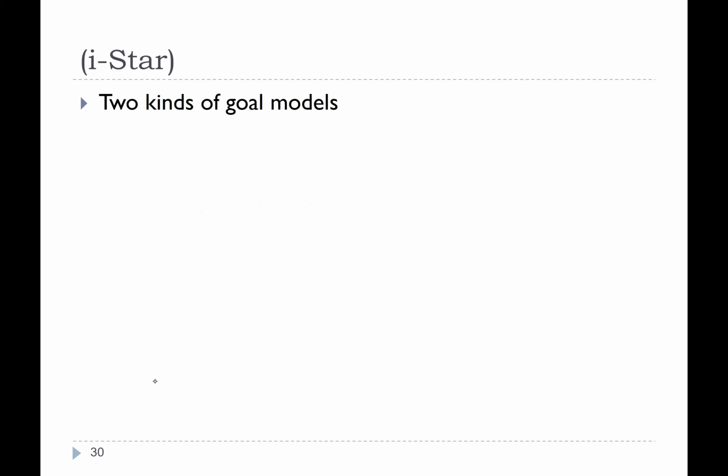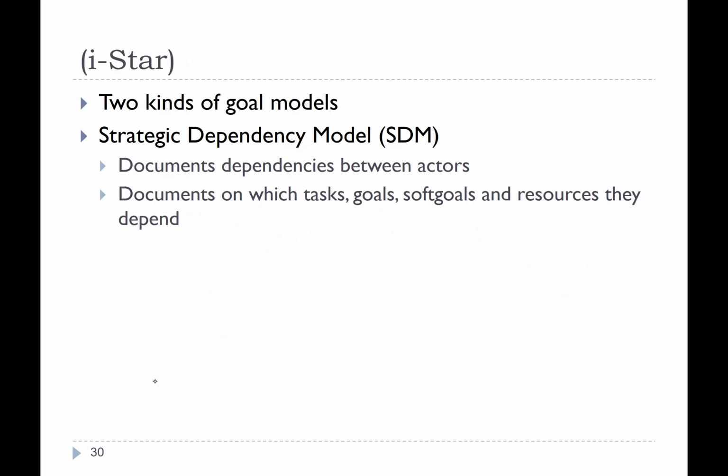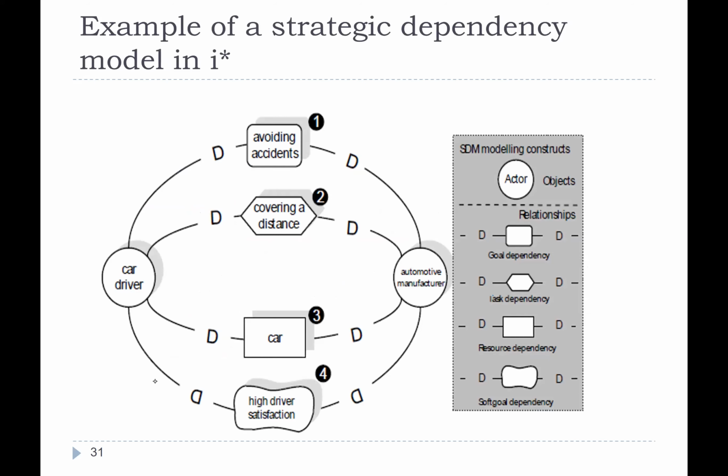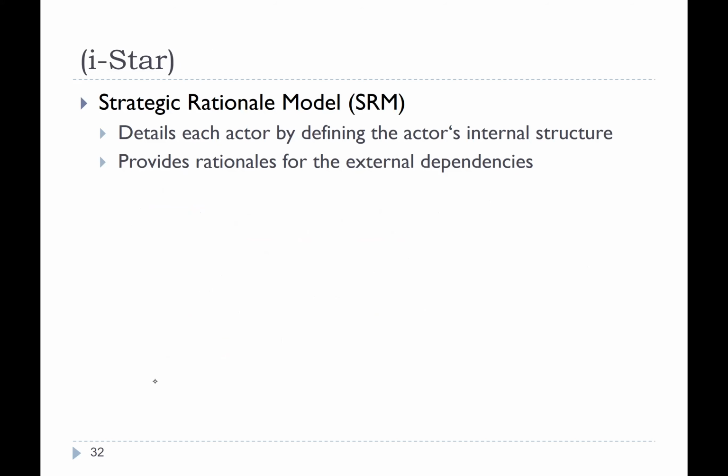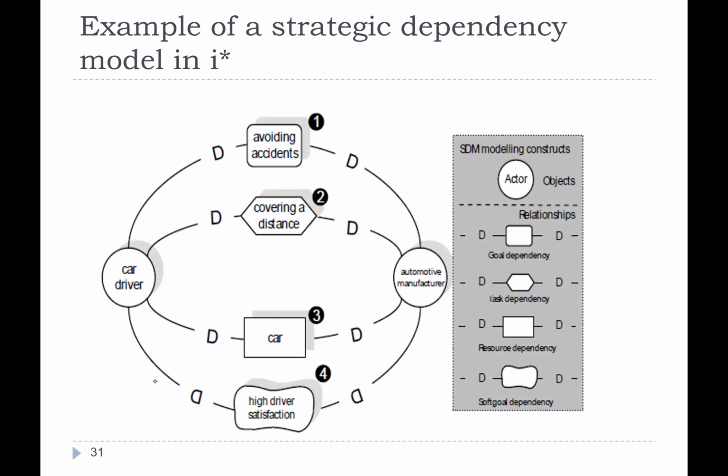All right. Now we have two different kinds of goal models. The first of which is called the strategic dependency model. The strategic dependency model shows dependence between the actors and what they actually need from each other. The second one is called the strategic rational model. Now let's go back again. So this is the strategic dependency model. Now you can see that the actors don't have that little bubble that comes with it. We're gonna see that bubble thing in a moment.